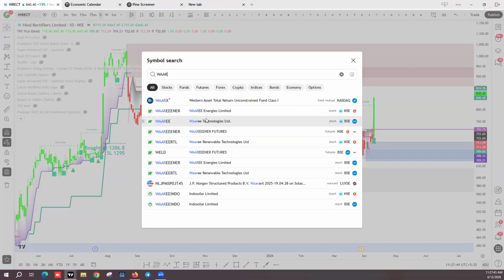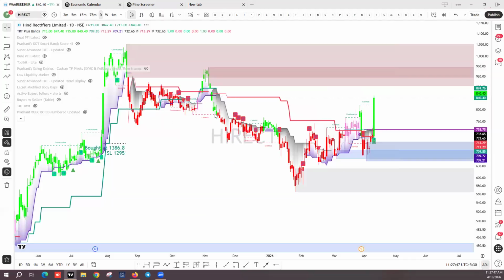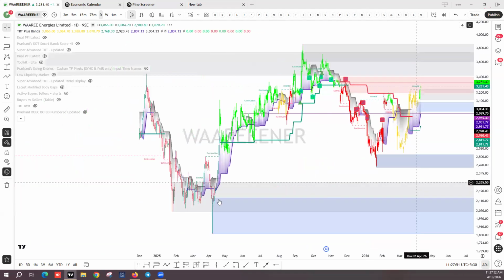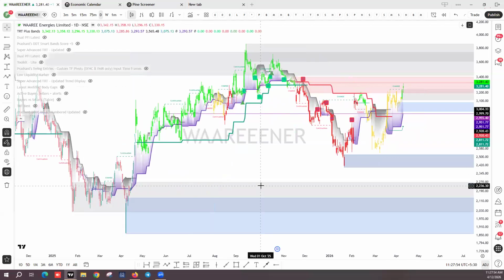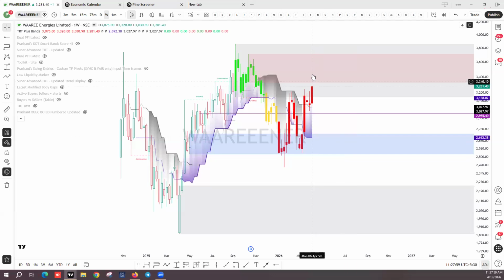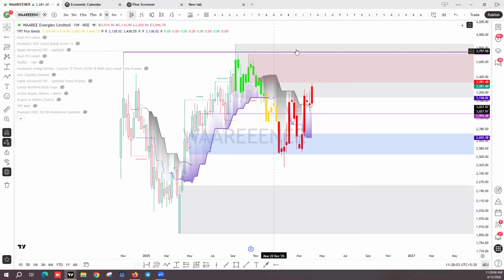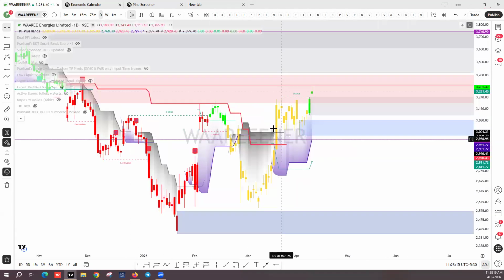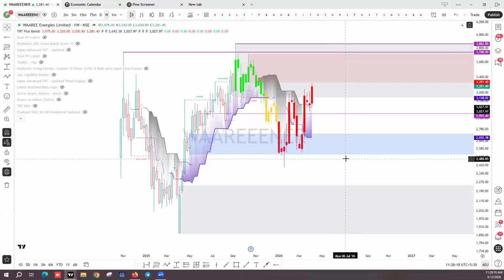Somebody has posted Waaree Energies. So this is Waaree Energies. It's an IPO stock, and let me check the weekly chart once. The weekly trend is down. So if it closes above this, then we can see a nice upside, about 3800, 3900. If a weekly close happens above that, we can see a big upside.